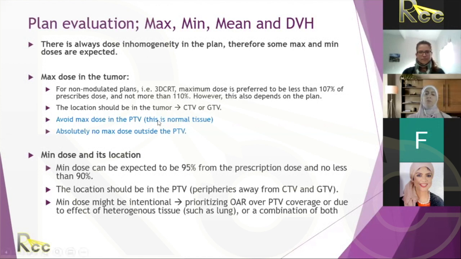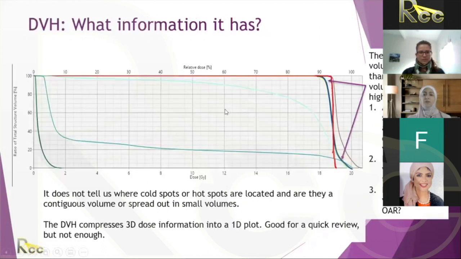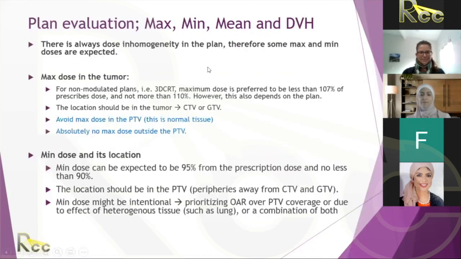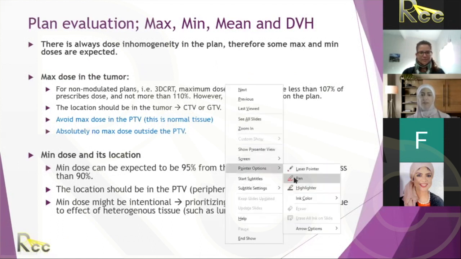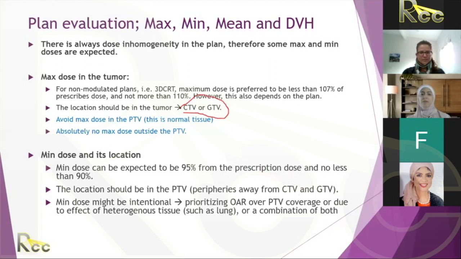Now, as for where this hotspot should be, it's preferred to be in the tumor. And you could think, well, this is a given. Not really, because when I say tumor, I mean either the CTV or the GTV. So tumor by definition is CTV or GTV. It is not the PTV. So if you have this ball of GTV and you have an expansion of 7 millimeter around it to create your PTV, if you have to have a hotspot, it's better to be inside your GTV, not in the PTV.